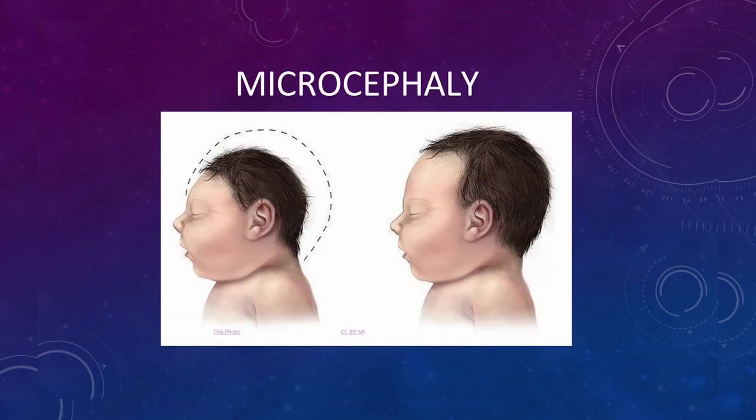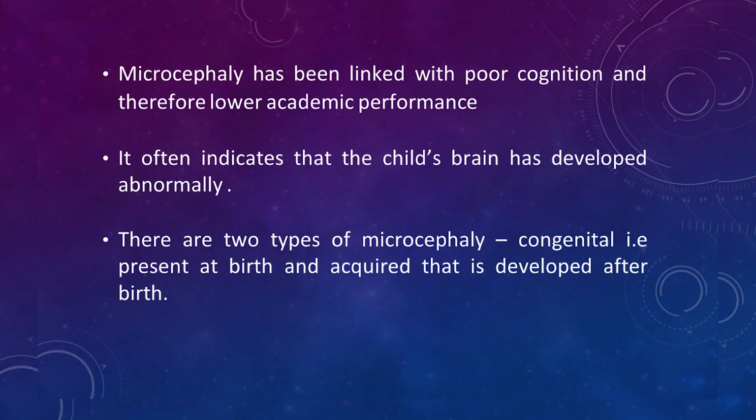So, this is the picture showing the head size smaller than a child having a normal one. In this picture we see on the right side the child having a normal head size, and on the left side the child having a small head. So, microcephaly has been linked with poor cognition and therefore lower academic performance. It often indicates that the child's brain has developed abnormally. As the skull bones are not grown, it also restricts the development of the brain. Therefore, it also affects the cognition power of the children, which affects their academic performance in the future.